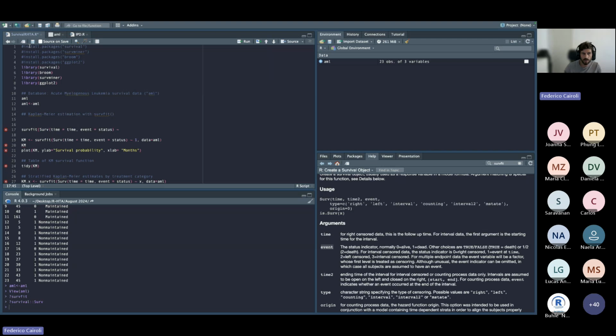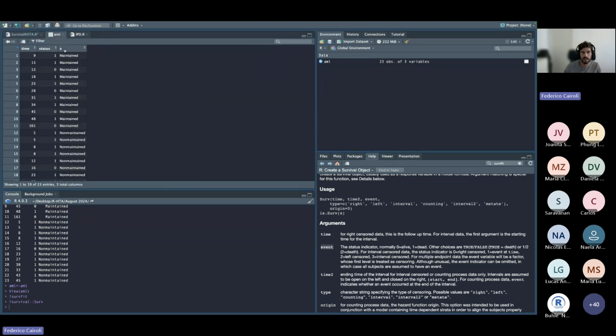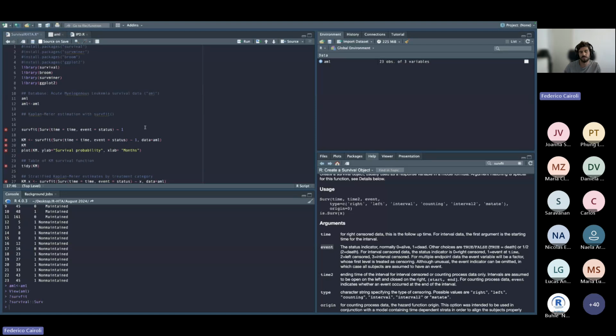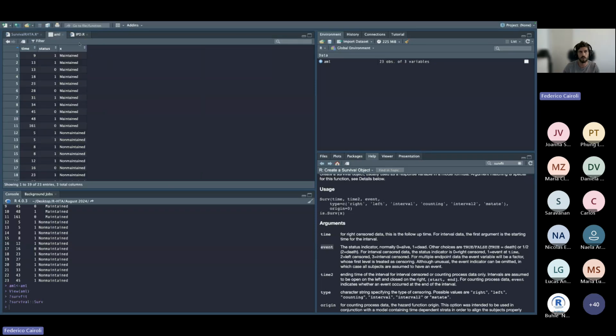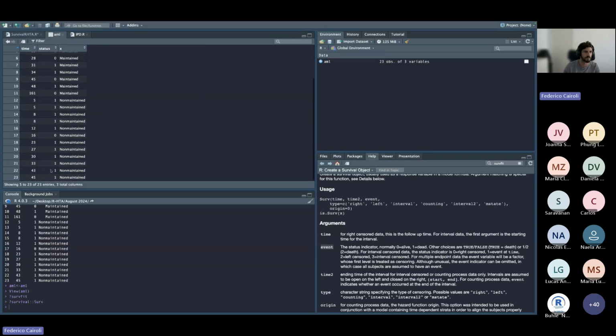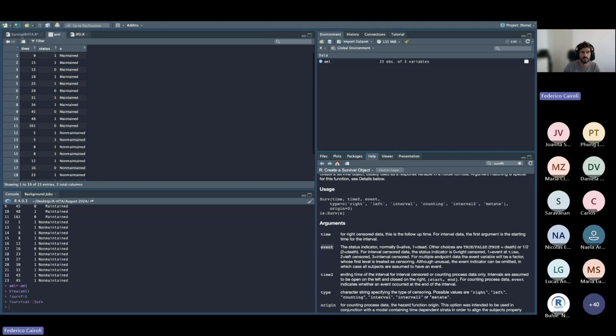In this case, we are going to put one. We are not going to put the name of this variable to stratify, because to begin with, I just would like to see one Kaplan-Meier curve. Just one Kaplan-Meier curve for all these 23 patients, no matter if the patient received maintaining treatment or non-maintaining treatment. But I would like to see just one Kaplan-Meier curve for all these patients.